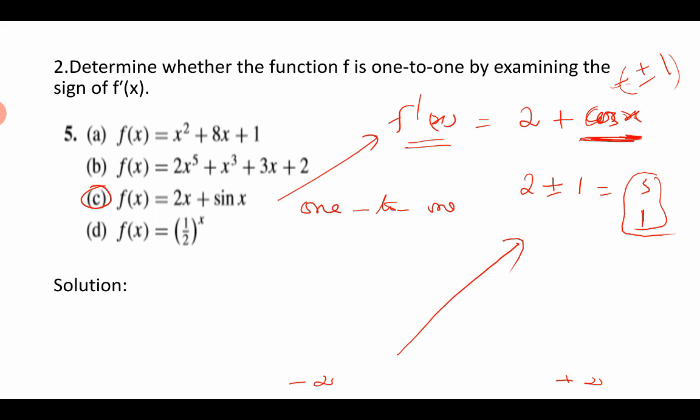The function should either increase or decrease. It should not be both. That's it. Try this one. So f prime should be either positive or negative in the given domain. It should not be both. Fine.